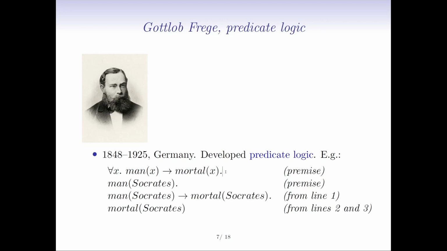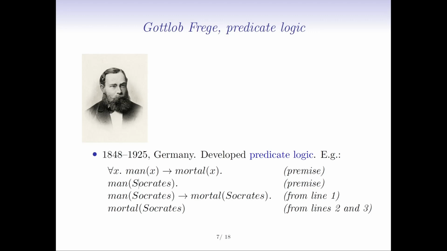And the second premise is Socrates is a man. So here we're saying that we have some object or a constant, Socrates, which represents something in the universe, in this case, the man Socrates. And this premise says that actually Socrates is a man. We have man of Socrates. So that's the second premise.